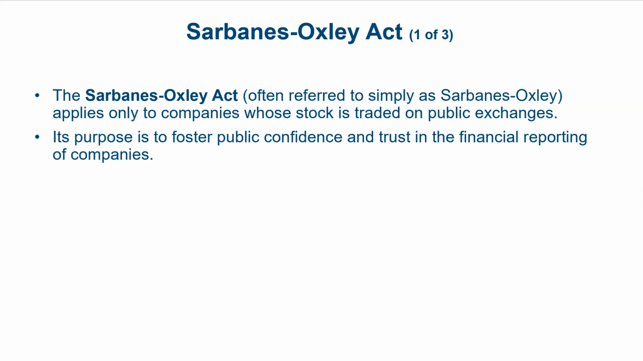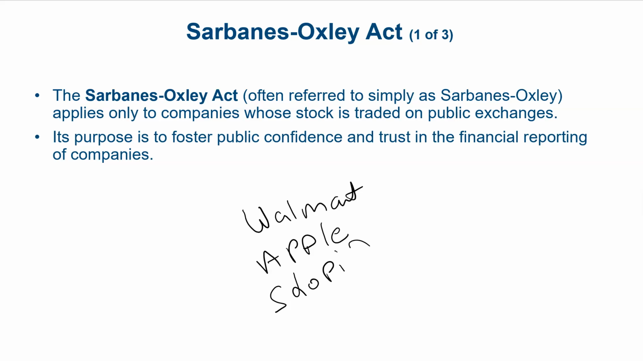The Sarbanes-Oxley Act only applies to companies whose stock is publicly traded on public exchanges. So companies like Walmart, Apple, Shopify, all these companies that we can buy their stock on a public exchange are called publicly traded companies. So who does it not apply to? Private companies. A company like CSpire is not publicly traded.